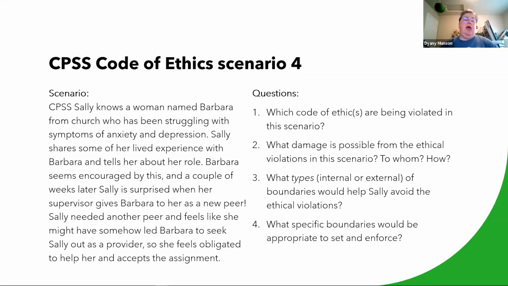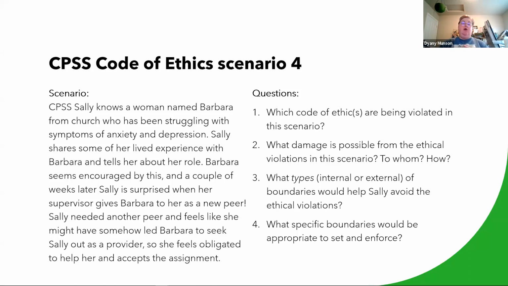And so scenario number 4. So Sally knows a woman named... I am not looking at the family support code right now. What I have printed out is the peer support code. But yes, if you pull up the link, the family support code of ethics is right under the peer support code of ethics. So you guys can look at all of those things. Okay. But I'm only looking at peer support. So if you bring up letters with family support, I can't follow you very well. Thank you, Stephanie, for pointing that out.